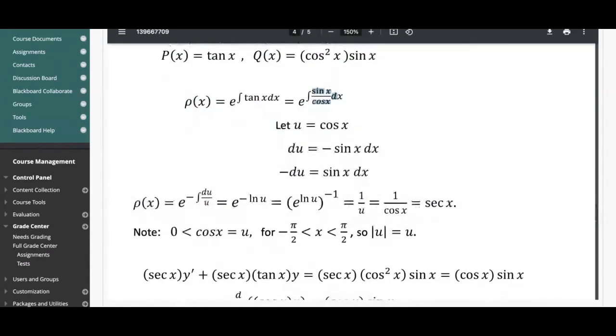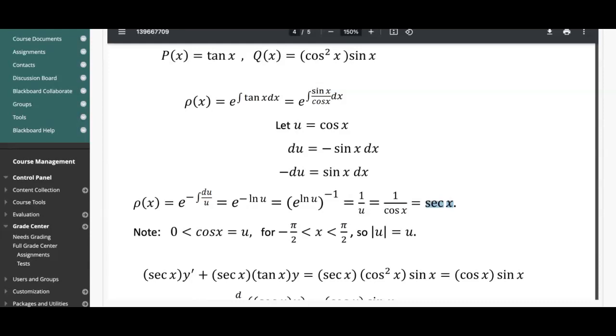We substitute back in. We get the negative, integrating du over u, that's just ln u. Then e to the negative ln u is u raised to negative 1, that's just 1 over u. And what's u? u is cosine x. This is 1 over cosine.